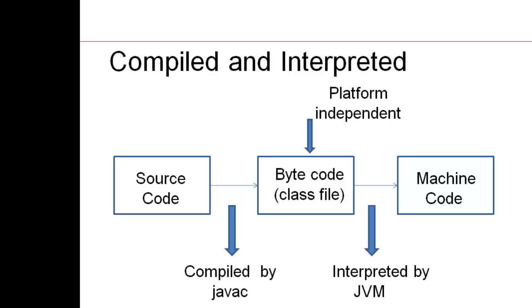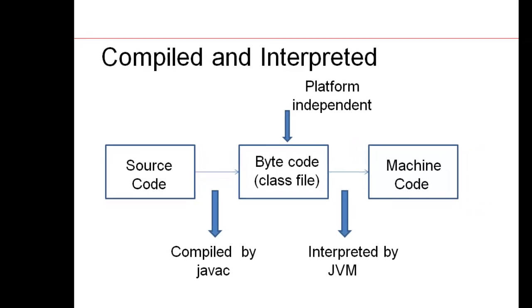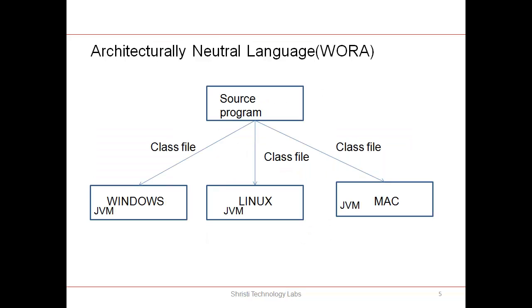What is JVM? Java Virtual Machine. So, now I take the bytecode, which is a class file, and I interpret it to get the corresponding machine's machine code. So, this bytecode is platform independent. You can take this bytecode anywhere and you can run your Java application, provided you have the JVM installed in that system.